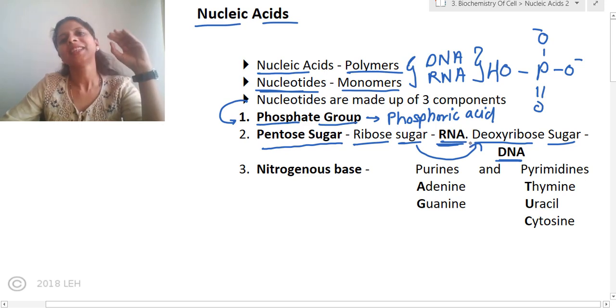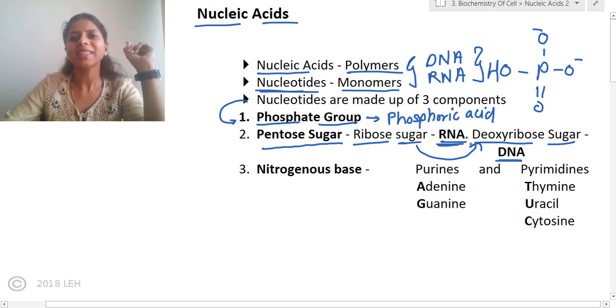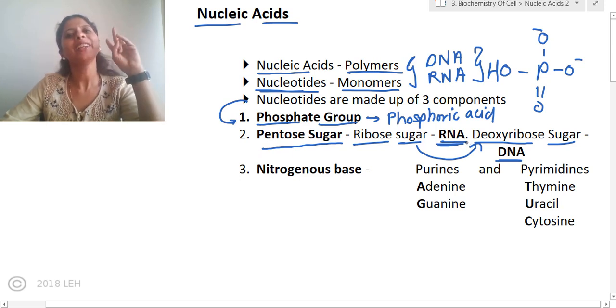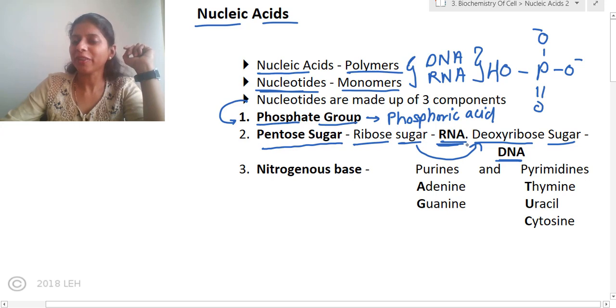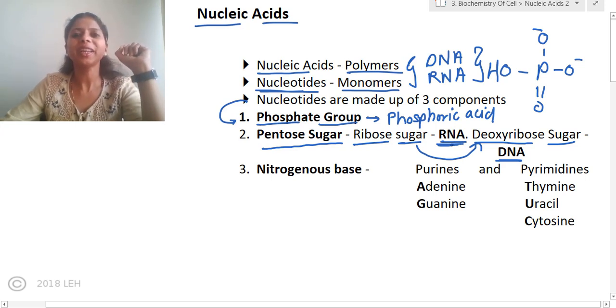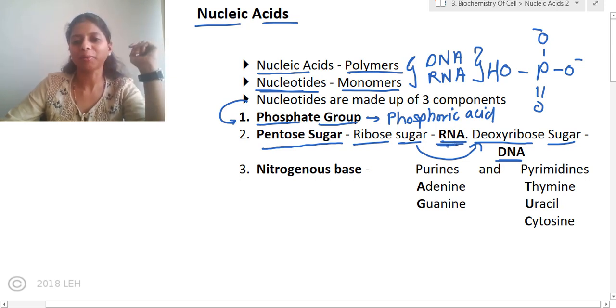Now tell me, what is the difference between ribose and deoxyribose? D means removed. One oxygen is removed. From which carbon? Carbon number 2. Do you remember the numbering of carbon? Very important. Today we are going to use how to number the carbons, or why we numbered carbons.